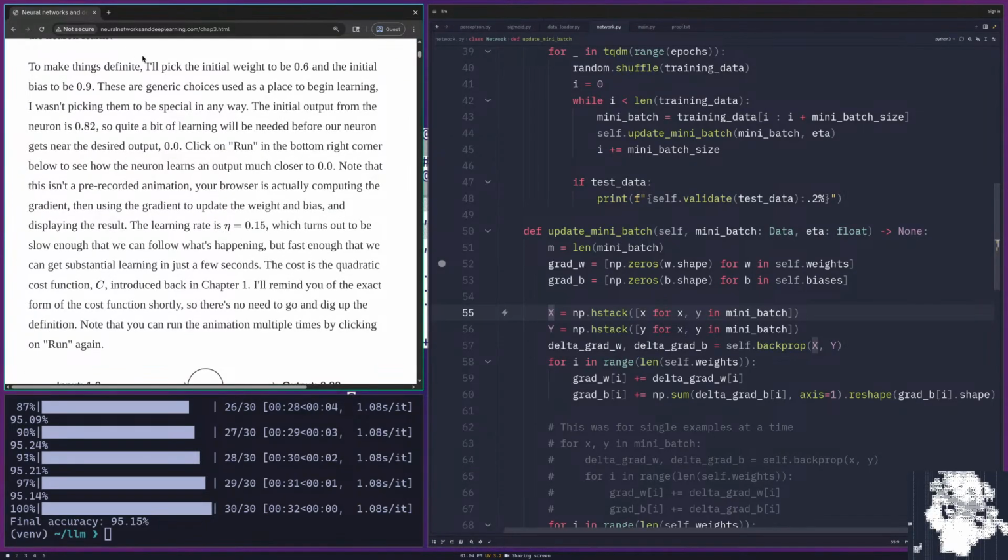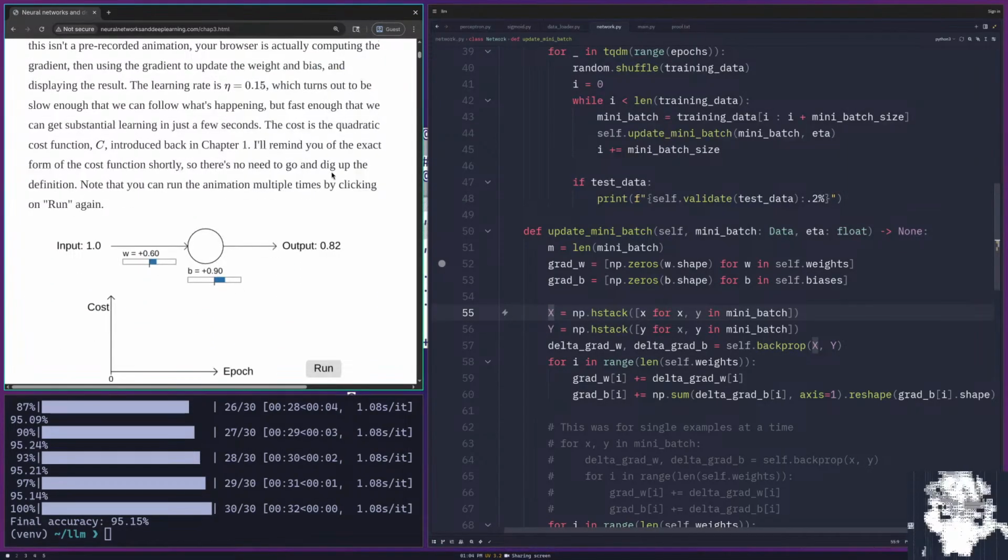To make things definite, I'll pick the initial weight to be 0.6 and the initial bias to be 0.9. These are generic choices used as a place to begin learning. I wasn't picking them to be special in any way. The initial output from the neuron is 0.82, so quite a bit of learning will be needed before our neuron gets near the desired output 0.0. Click Run in the bottom right corner below to see how the neuron learns an output much closer to 0.0. Click Run. Ooh.